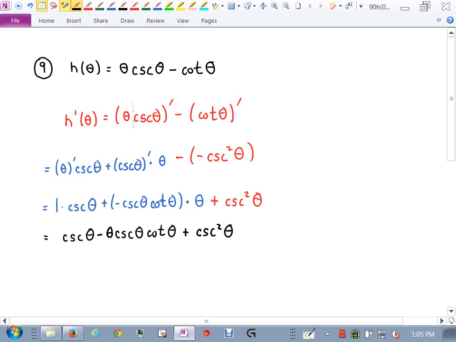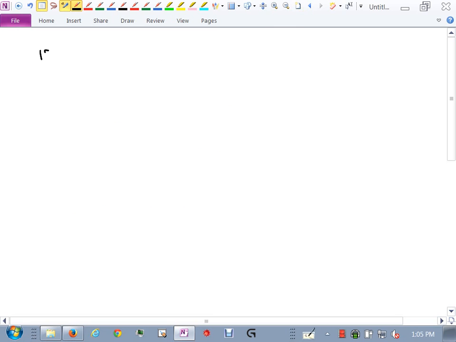Okay, so that's 9. I was also asked about number 15. For 15, we have y equals v squared minus 2v root v over v.